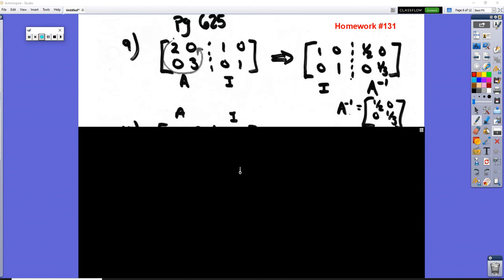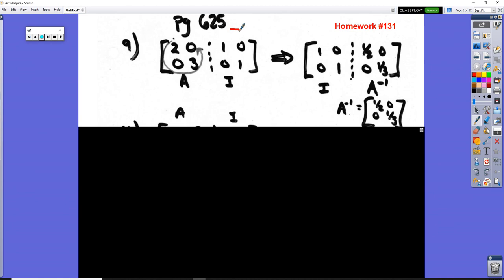The more challenging problems with inverses are not when they give you 2 matrices and ask you to prove they're inverses. The more challenging problem is when they give you only 1 matrix and they ask you to figure out what the inverse might be. So you're going to take the matrix they give you. In this case, in problem number 9, it was 2, 0, 0, 3. You're going to check to make sure it's a square matrix. It's got to have the same number of rows as columns, which it does.